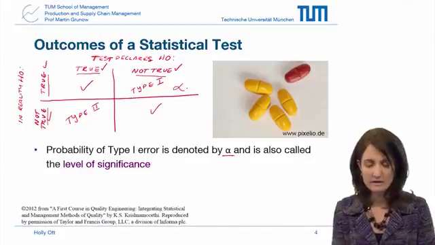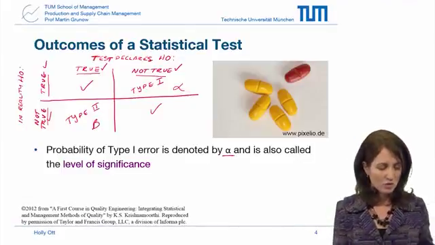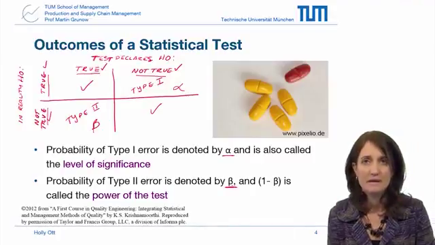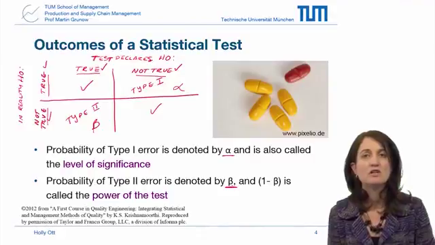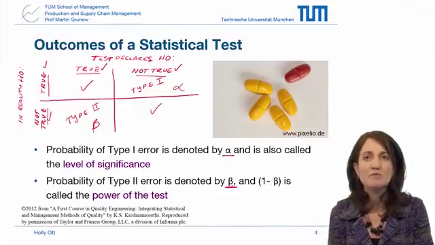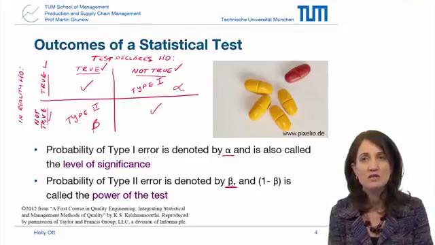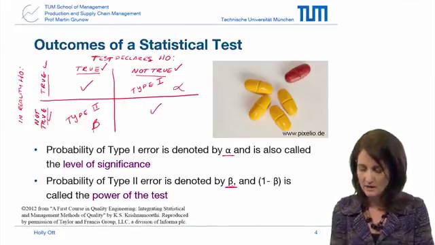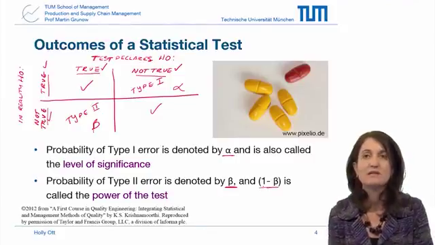The probability, on the other hand, of a type 2 error is denoted by beta. And this is the consumer's risk, or again, in the context of quality management, the probability of accepting a lot of poor quality, or allowing a process which is operating in an unsatisfactory manner to continue to process. And the quantity 1 minus beta is called the power of the test.